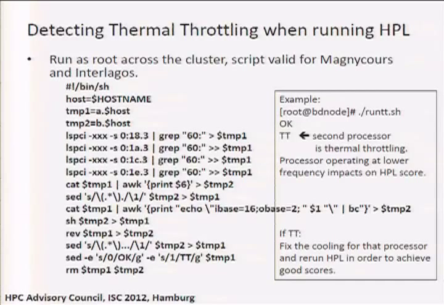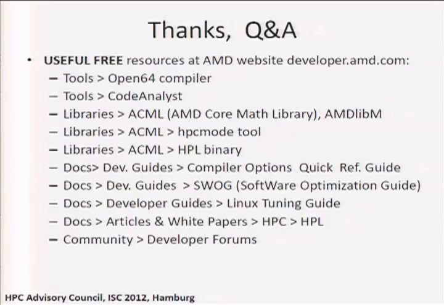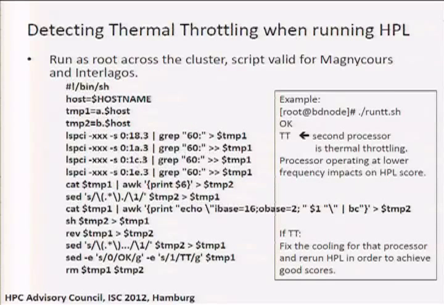And then what I'm doing is, this is just a script that you can run on the whole cluster. And then I just look for the TT number, for example, and it will tell me that the second processor on a given compute node is running into thermal throttling, so you can go and get that fixed. And it's important that you get those problems fixed, because if it's doing thermal throttling, then it's too hot, right? Then it's going to throttle down the frequencies, and it's going to impact the performance of your LINPACK. Okay? So I think that's all.